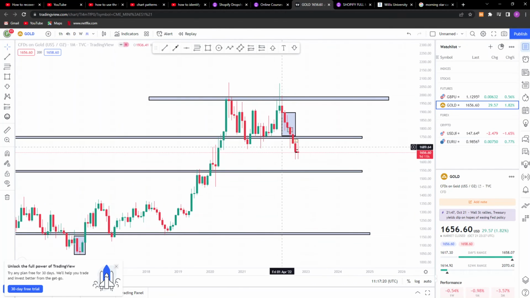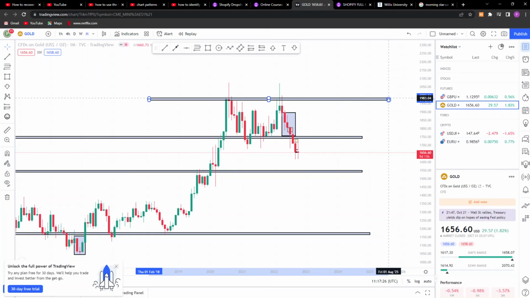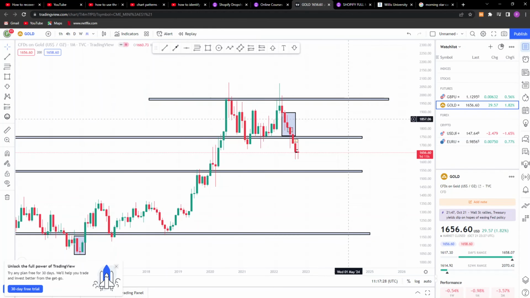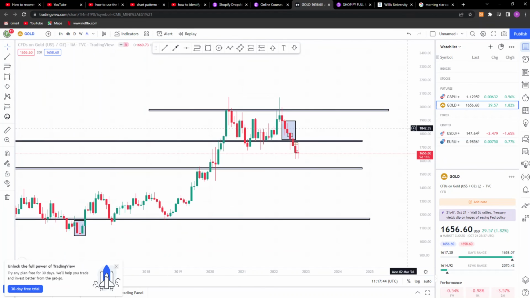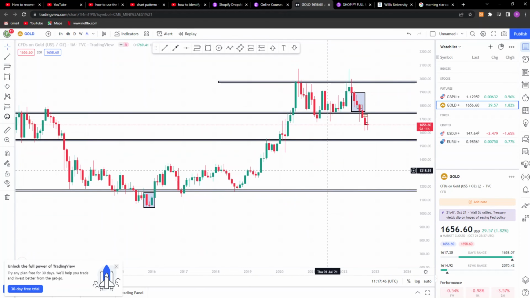After that you want to identify your zones properly. I already did a topic on identifying your zones. The reason my zone is here is because price tested it here once, pushed down, came here, tested it again, and pushed down. So definitely this zone is a strong region, and it created a double top formation.